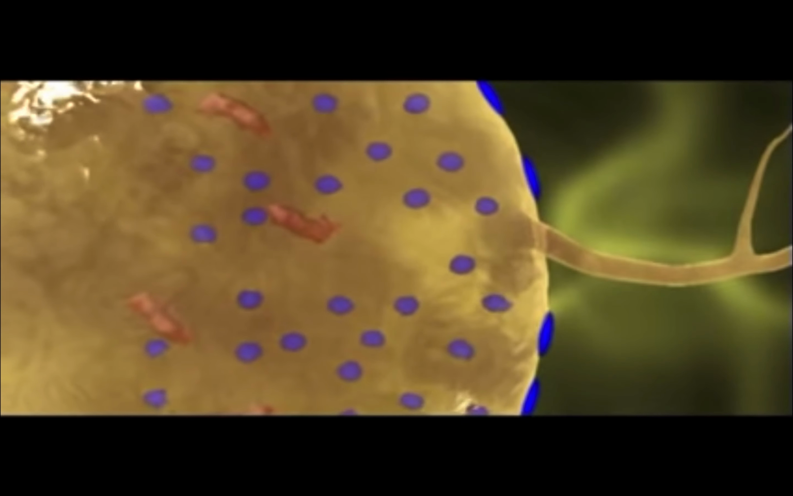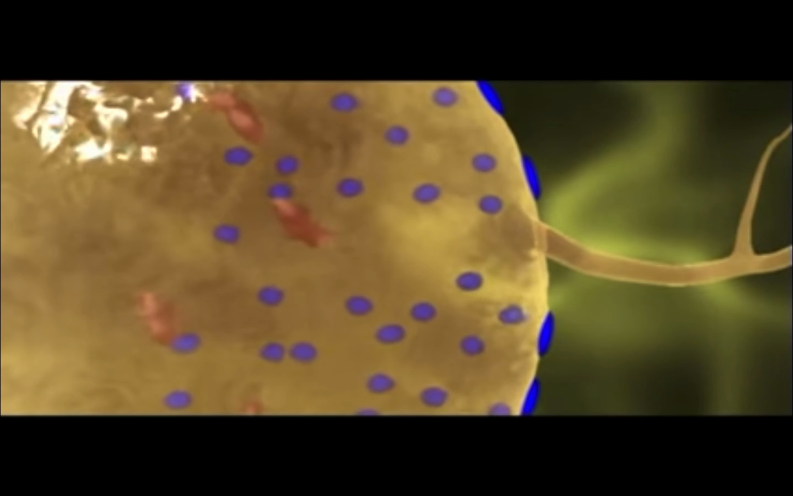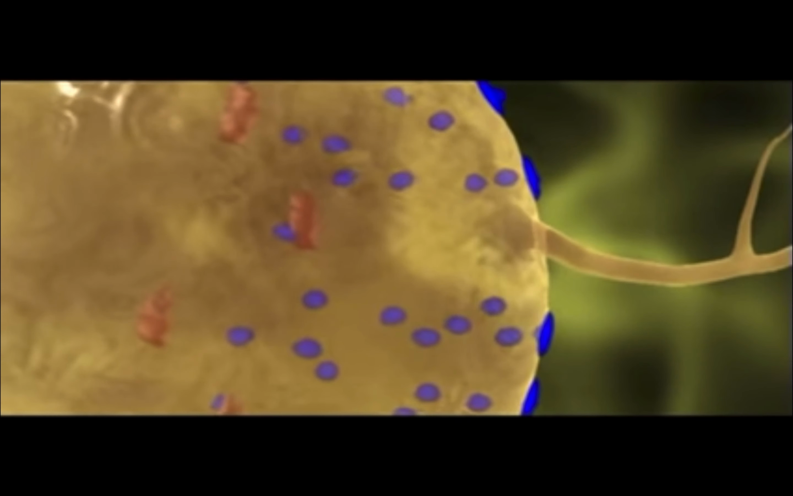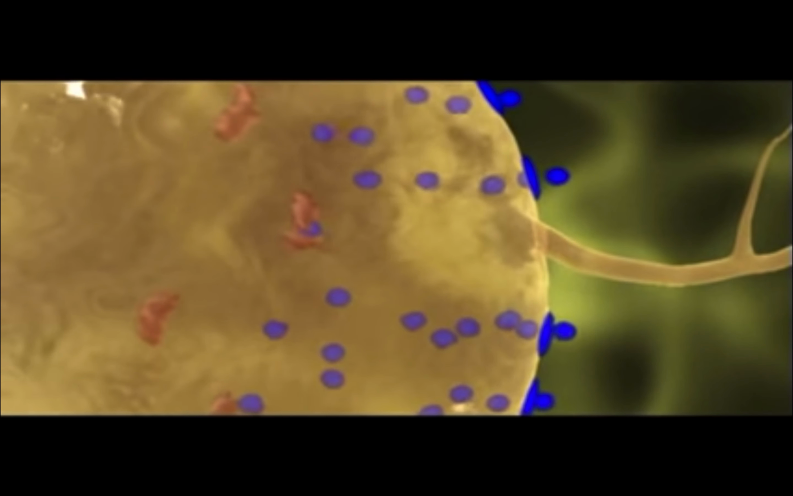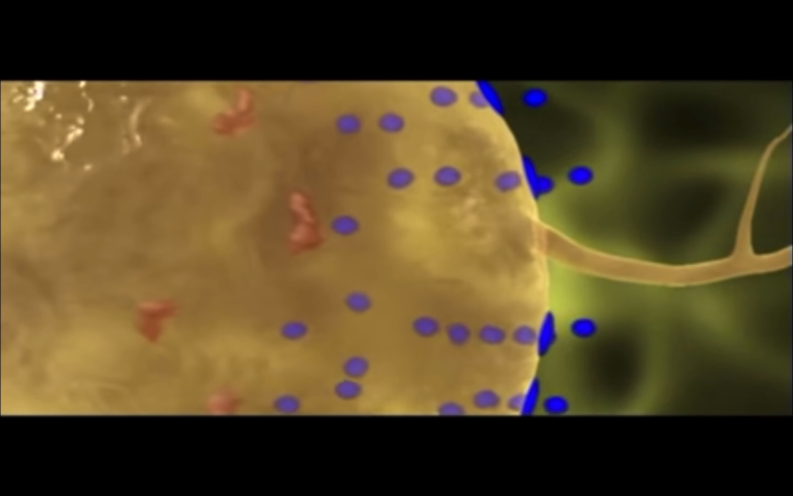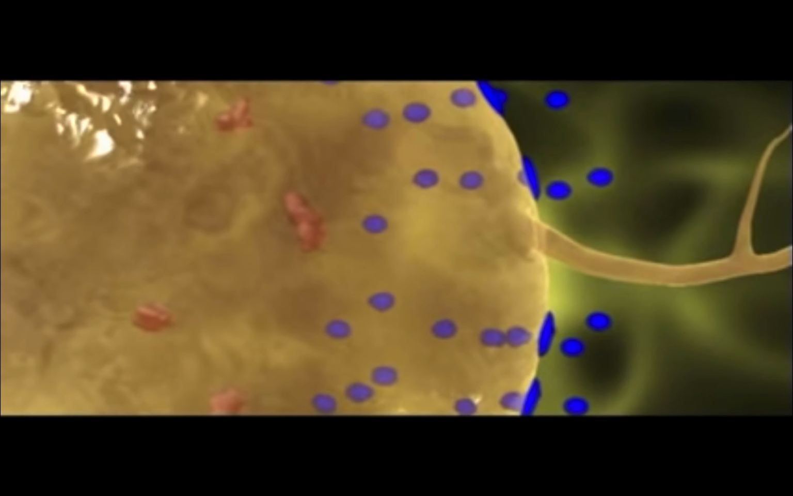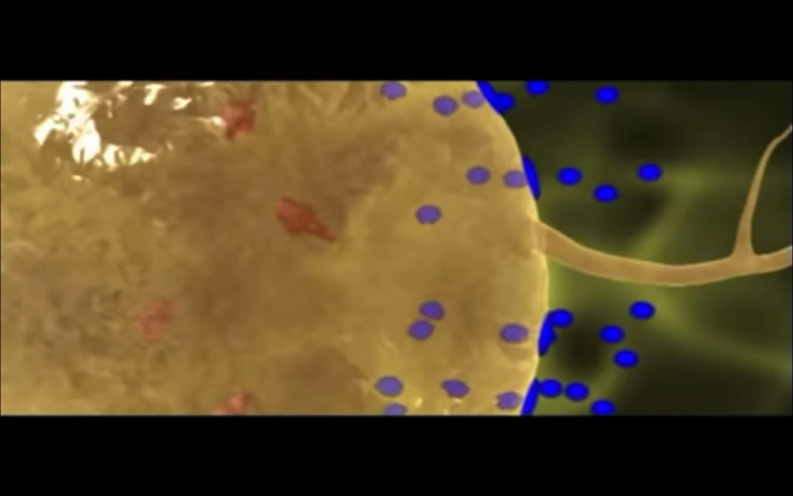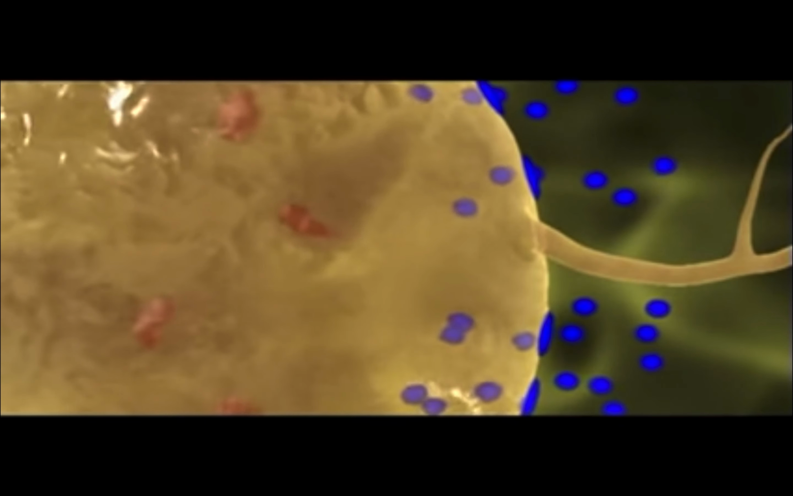Since only potassium ions can cross the membrane, and potassium ions are more concentrated inside the cell, they diffuse out of the cell, leaving the large negatively charged organic ions behind. As more and more positively charged potassium ions leave, the inside of the cell becomes increasingly negative.